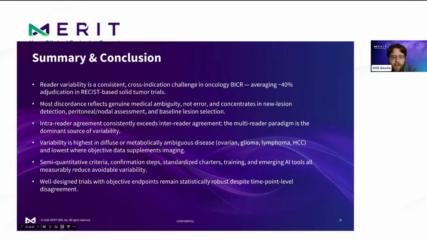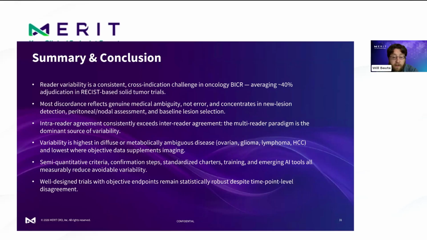Third is inter-reader disagreement, which consistently exceeds intra-reader agreement, which tells us that the multi-reader paradigm itself is the dominant source of variability and points us toward where to focus our mitigation efforts. Fourth, variability is highest in diffuse or metabolically ambiguous disease, where reader perception plays a bigger role, such as in ovarian, glioma, lymphoma, hepatocellular carcinoma, and lowest, where objective and quantitative data supplements the imaging.